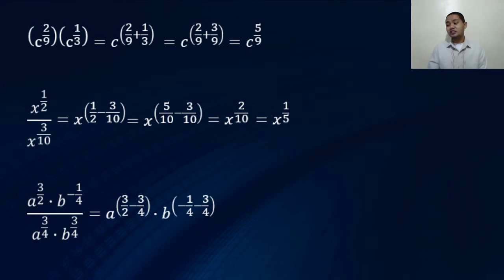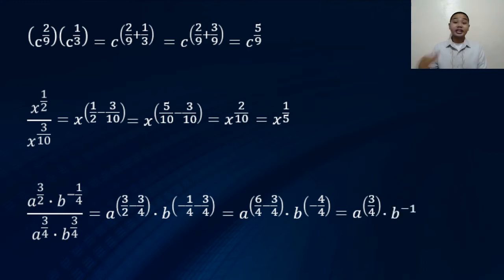Gawin natin similar fractions. Yung 3 halves na to, ang gagawin ko niyan dito, gawin ko siyang 6 over 4. Tapos naman, ito okay na to. So that will be negative 4 over 4. Simplify natin. Yung magiging exponent ng A ngayon, that will be 3/4. Yung sa B naman, that will be negative 1. Yung exponent niya is negative 1. Siyempre, simplify lang natin ito. Sa letter B, apply the negative exponent. So, yung final answer natin will be a raised to 3/4 over b.